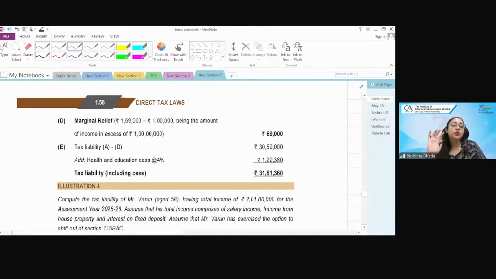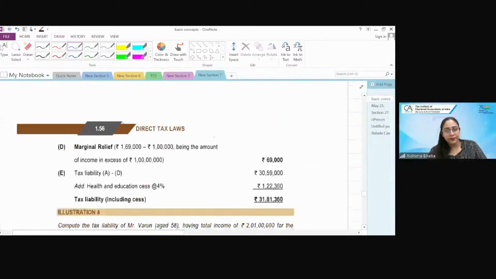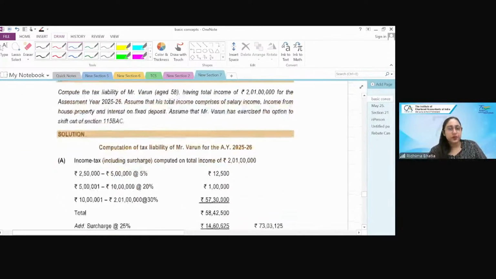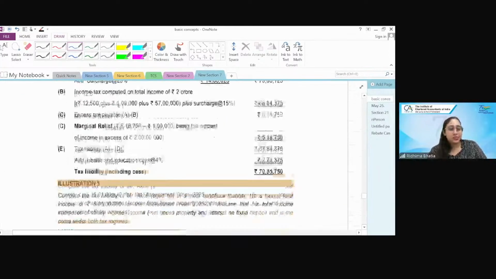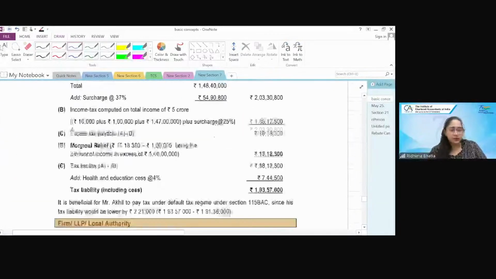Question, if a question comes to you for an MCQ, please read carefully what the question is asking. Whether the question is asking about the marginal relief, then you have to stop your answer at 69,000. If the question is of tax liability, if the question is of surcharge amount, whatever is the final question, please read it. And this marginal relief is on the surcharge part. That is 69,000, किस पे रिलीफ मिल रहा है? On 4,08,000. ठीक है. So your book is full of questions like illustration 4, 5, completely of these particular aspects.